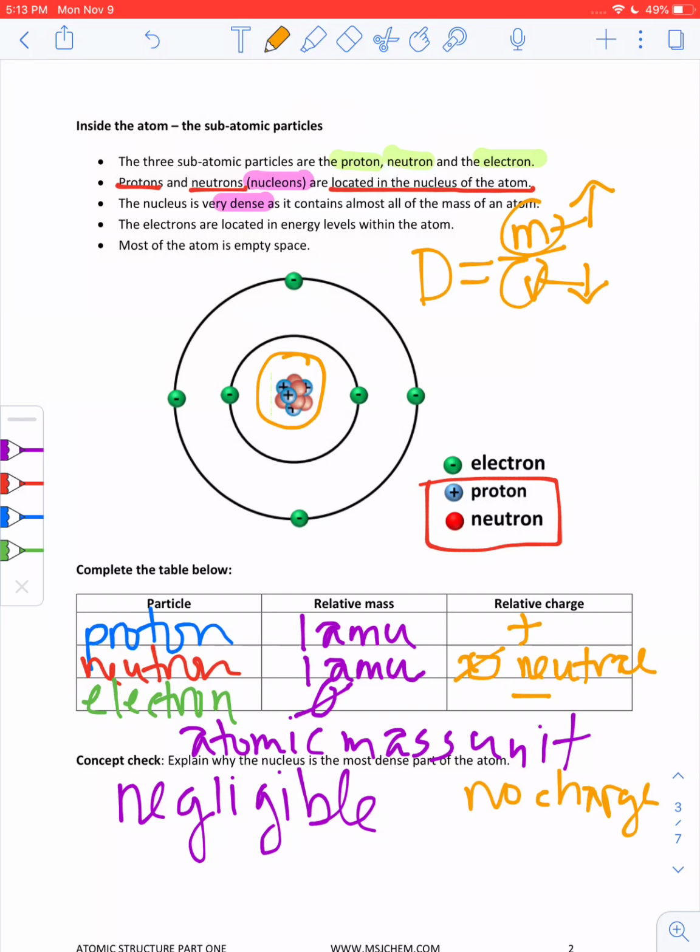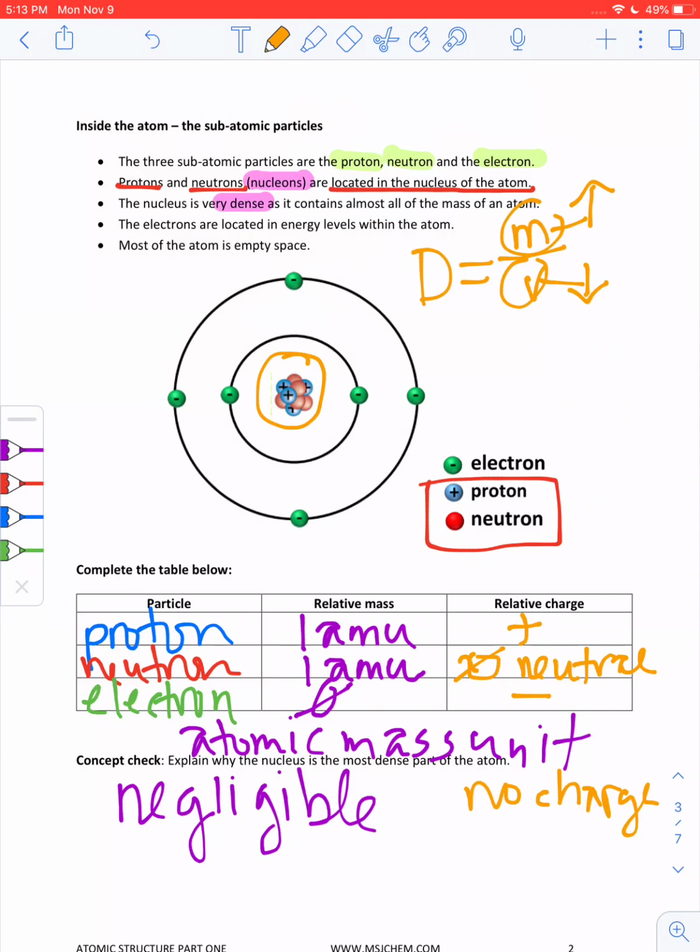So if I have a large mass in a small volume, if I wanted to pretend to put numbers in here, let's say the mass was 400 grams. I don't know, I'm just making these up. And the volume is 4 milliliters. 400 divided by 4, that's 100. That's a really high number, a really dense number.